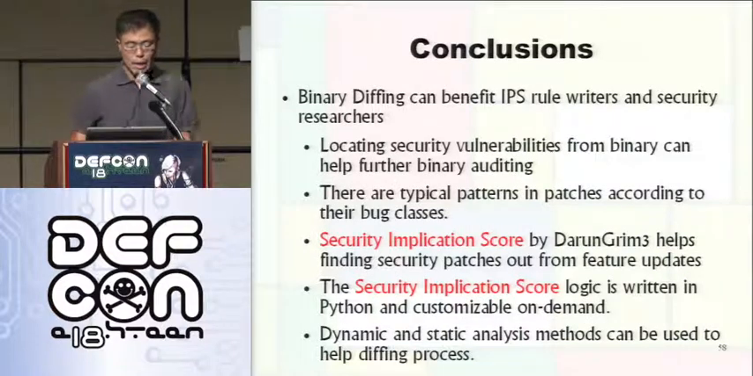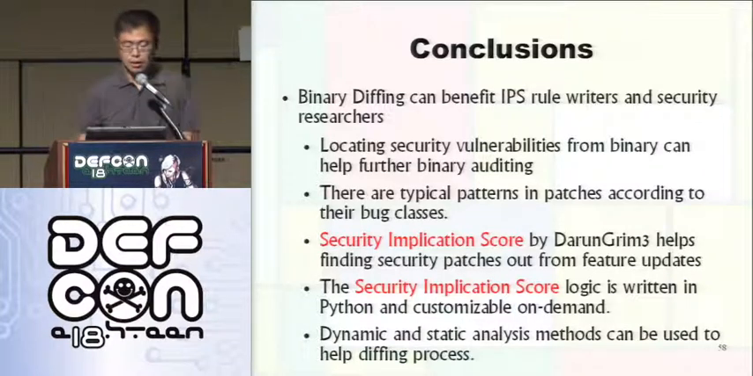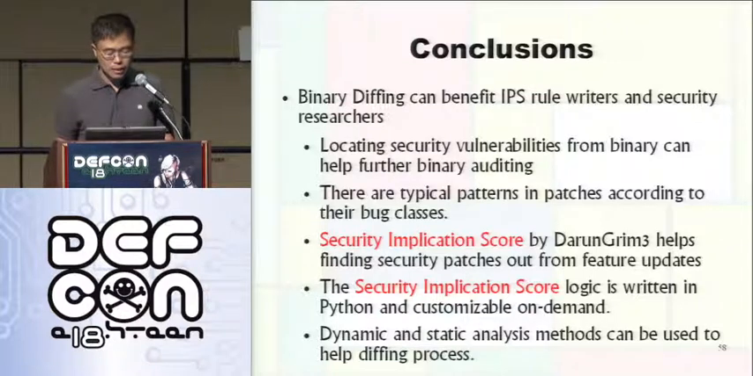So, conclusions here. Binary diffing can benefit IPS rule writers, AV rule writers, anyone like that. Also, it can benefit exploit writers. If you are interested in writing exploit modules or something like that, maybe you must start with binary diffing. In that way, you can find something nobody ever found. And there are some typical patterns inside patches, so you can use that to benefit binary diffing itself. It is called the security implication score in DarunGrim 3, and it helps a lot.